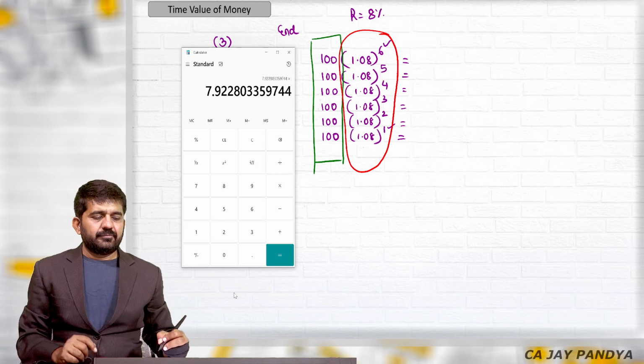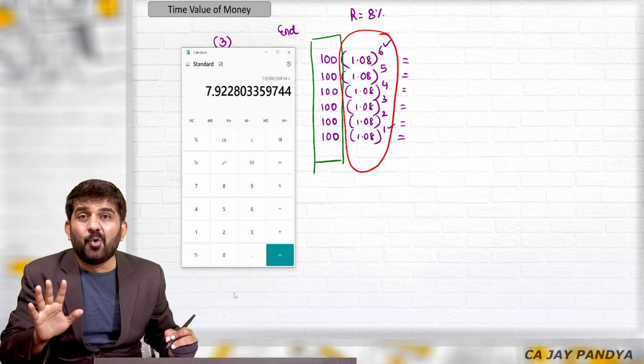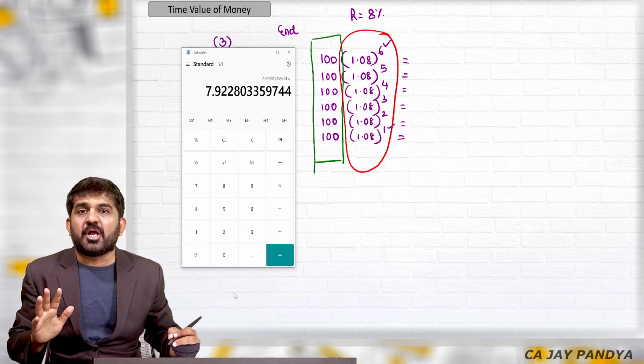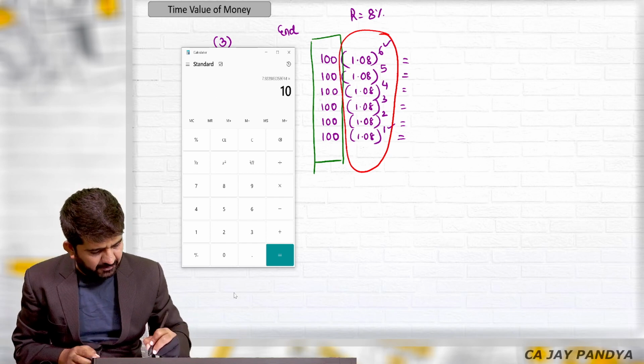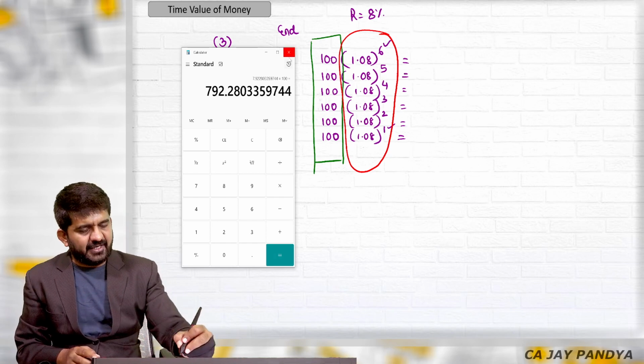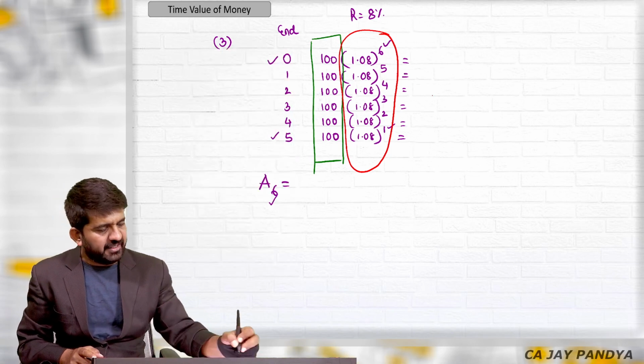Multiplied by 600. No, we have taken 100 common. Now you cannot multiply it with 600. Multiplied by 100, I will be getting the answer of 792.28.